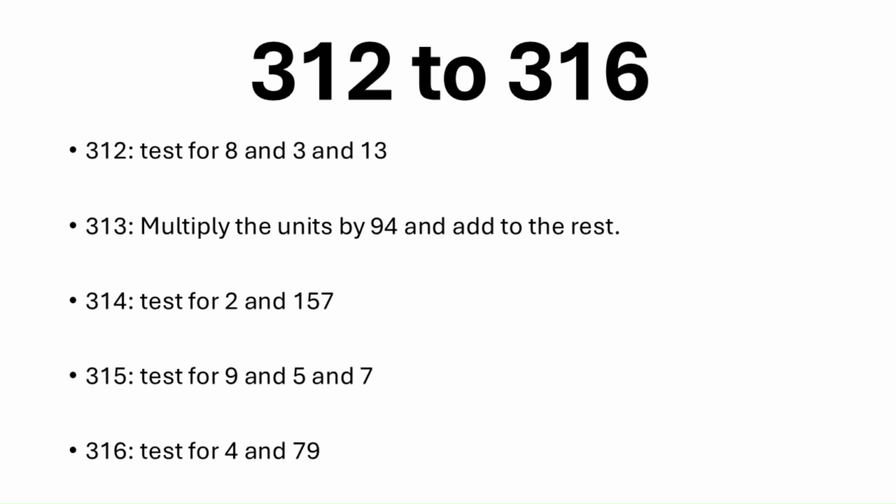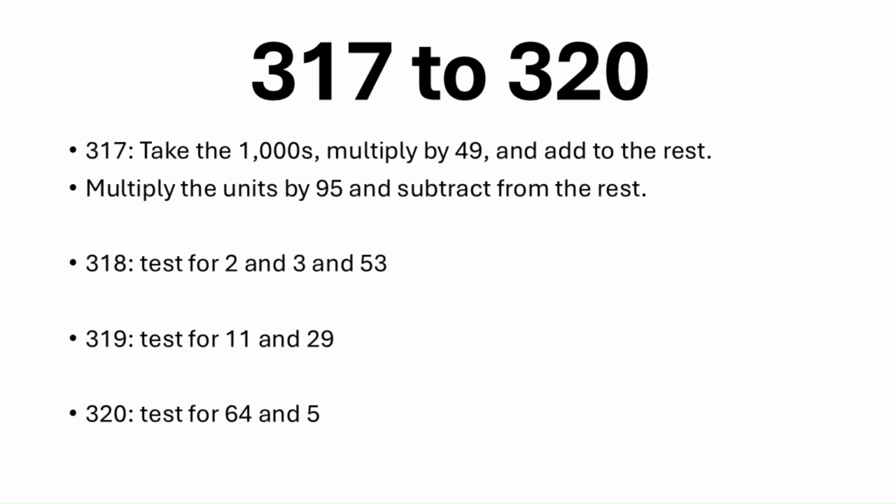312, test for 8 and 3 and 13. 313, multiply the units by 94 and add to the rest. 314, test for 2 and 157. 315, test for 9 and 5 and 7. 316, test for 4 and 79. 317, take the 1000s, multiply by 49, and add to the rest. Multiply the units by 95 and subtract from the rest.